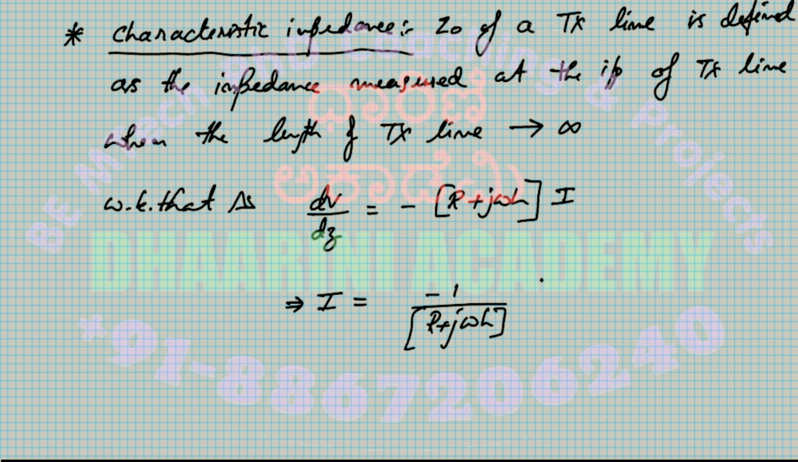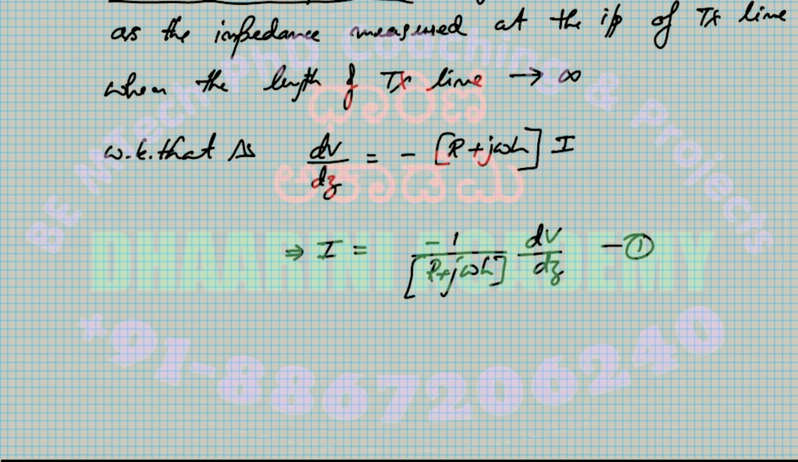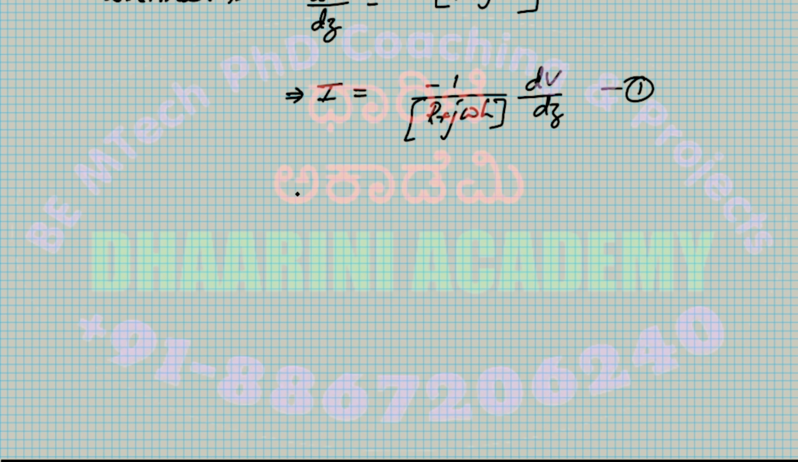Yeah, this goes to the other side. So dV by dz. Okay, fine. So let me call this equation 1 right now. What I know here is the total voltage. But what is V now? V is the voltage at any point on the transmission line. So how do you denote that? V is Vs e to the power minus gamma z plus Vr e to the power gamma z.